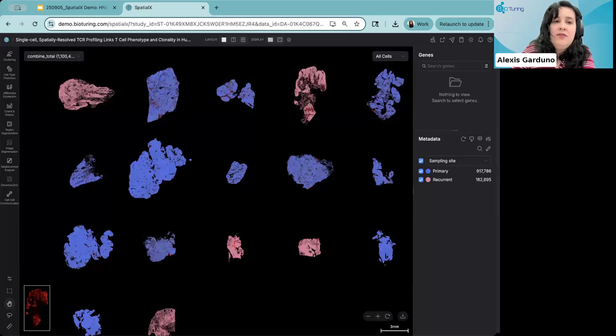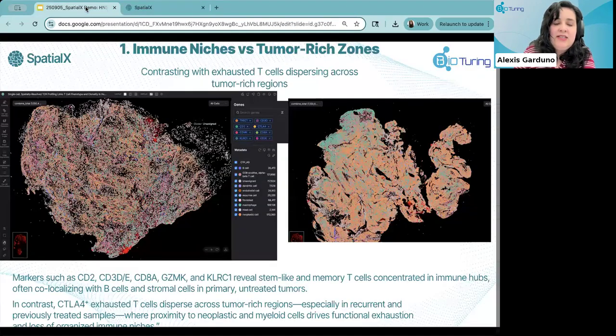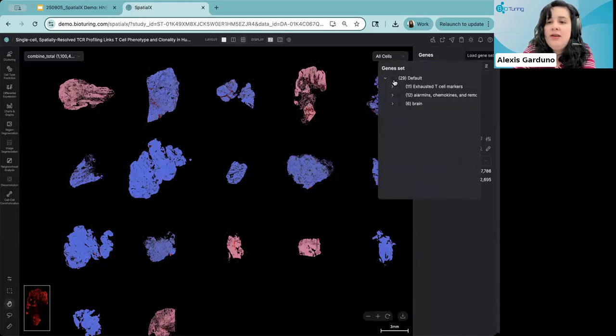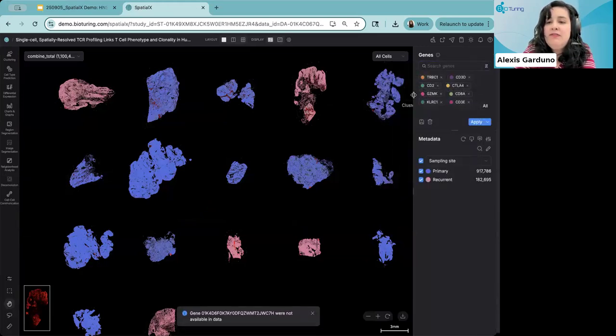And this is where we can start answering the first question in our analysis. One of the first questions, as I mentioned, is how can we determine if there are immune-specific niches within the tissue or tumor-rich zones within the tissue? In this case, since this study is TCR specific, I wanted to look at very specific T cell markers that were relevant to memory T cells, exhausted T cells, or even proliferative markers. In order to do that, normally you can directly input the specific genes that you're focusing on. In this case, I want to look at these specific markers.